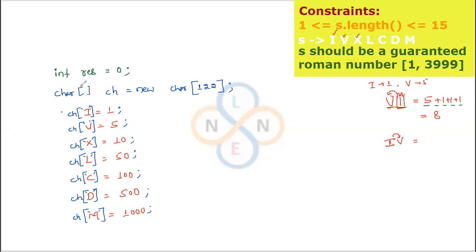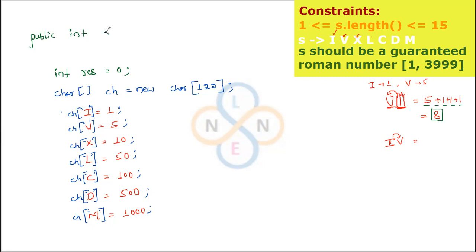So after initializing and assigning the values of these Roman numbers with corresponding integer values, what are we supposed to do? We have to get one input, correct? For taking the input, I am writing this entire thing in a method format. So access modifier, return type is what? Roman number to integer. That's why int is the return type here.